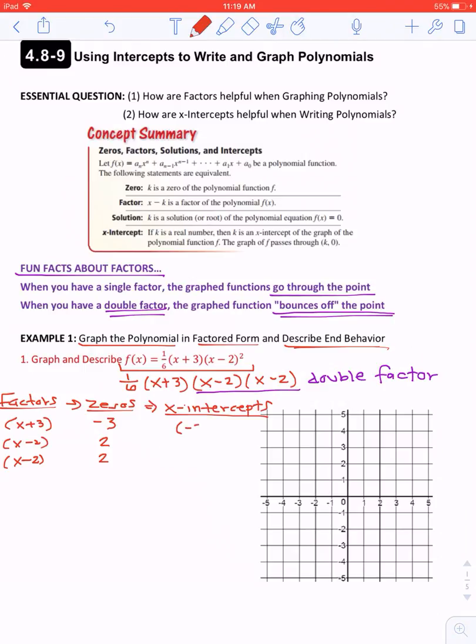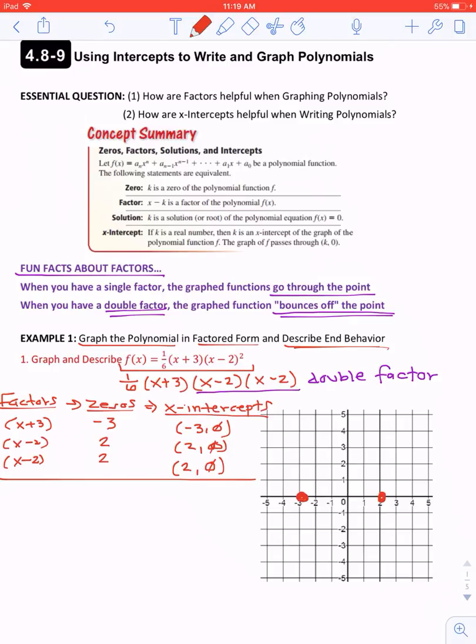I have -3, 0, 2, 0, 2, 0. All right, so I need to put those intercepts on my graph. So 2, 0, 2, 0, it just means it's going to bounce off that point. I'll show you what that means. And -3 only happens once. All right, so there are my zeros. Can you graph it? No, you can't graph it at all right now. How do you even connect those? Is it a V? Is it a scoop? Is it a wiggly? We don't even know.